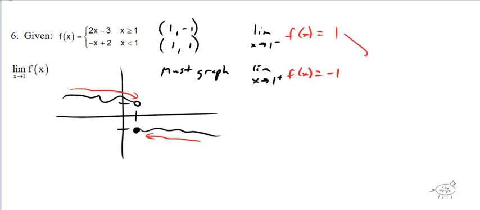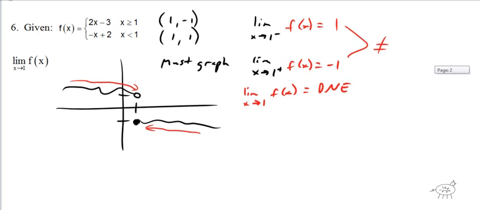Okay, so because these are not equal, what can you tell me about the limit as x approaches 1 of f of x? You would tell me it does not exist, because the one-sided limits are not equal. Okay, really, really important you sketch it out to see what's going on. Okay, let's keep going here.